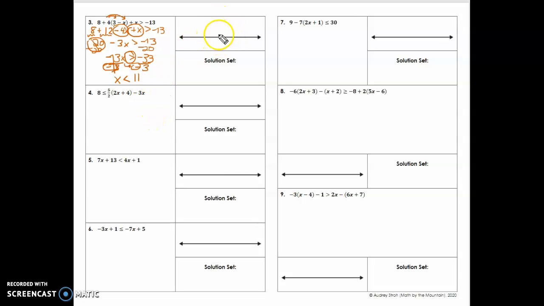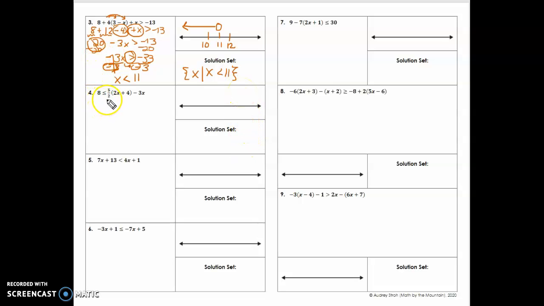Graphing my solution. I have 11. 12 would be 1 up. 10 would be 1 down. It's less than. It's open. It's less than, meaning I need to go to my left. My solution set, bracket, x, such that x is less than 11, end bracket.